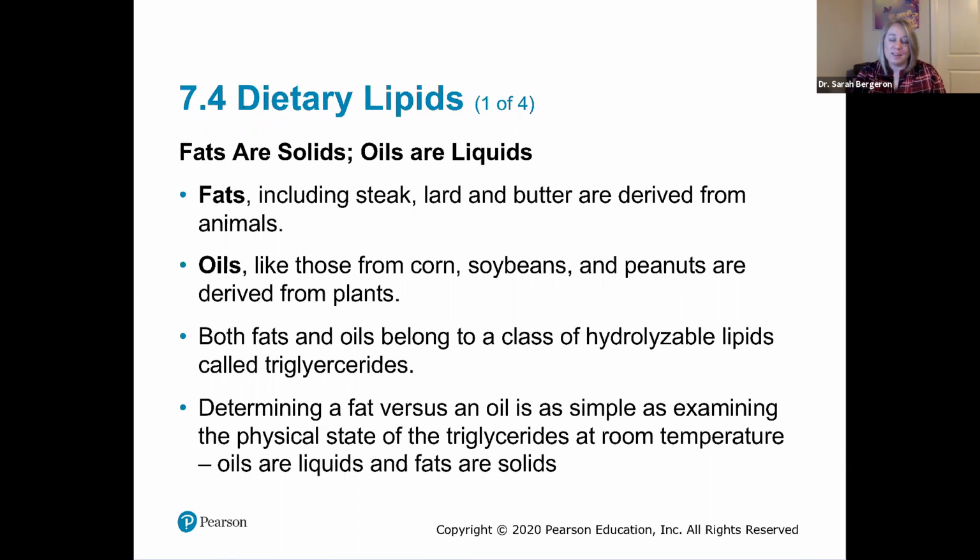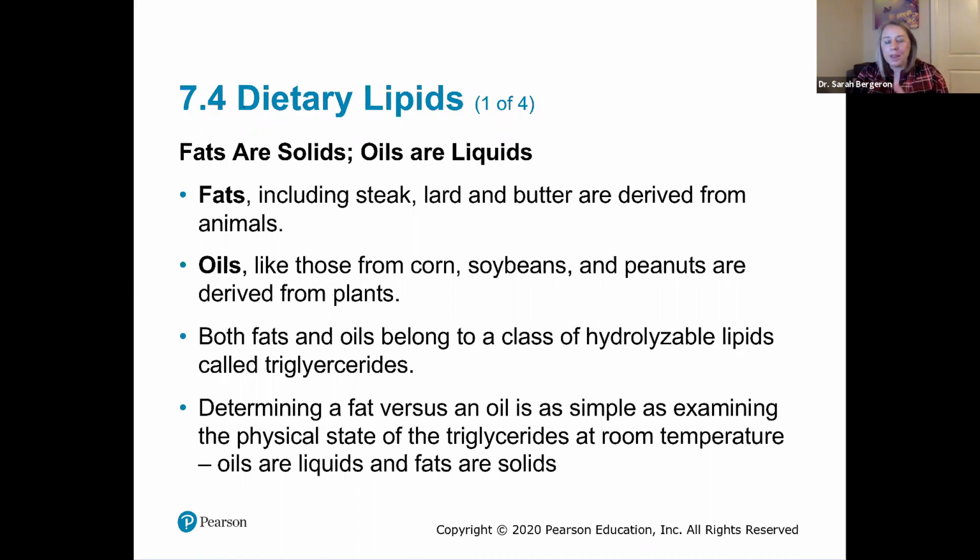So the fats inside of meat, like steak, that's a fat. Lard is an example of a fat, and butter, right? If you just put butter out on the counter, it's soft, but it's still a solid. Oils, on the other hand, are liquids, right? There's soybean oil, there's vegetable oil, there's peanut oil, right? All of those are derived from plants.